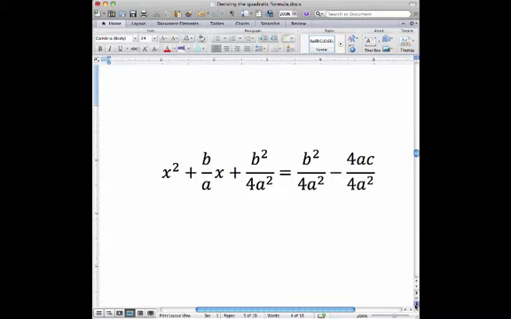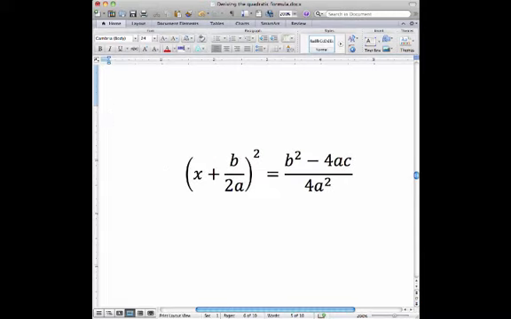and putting that together will give us b squared minus 4ac over 4a squared. And in the same step, we can also factor the left-hand side. So x plus b over 2a times x plus b over 2a can be written as the square of x plus b over 2a.